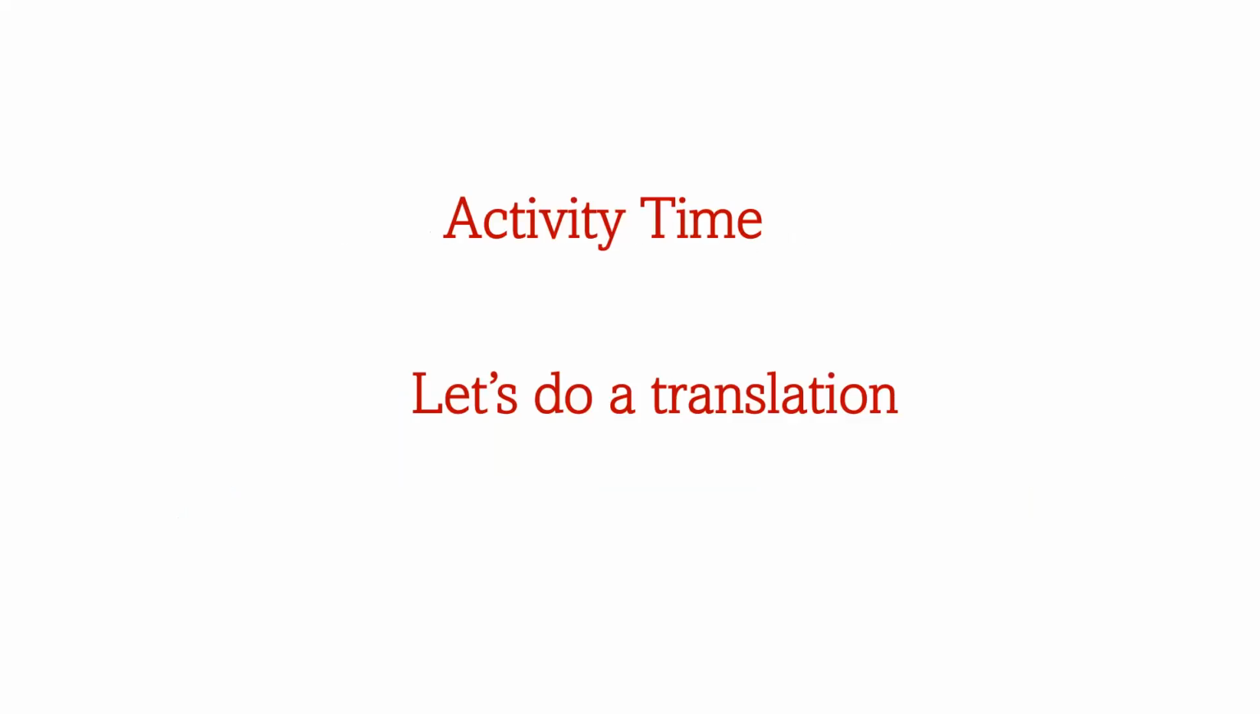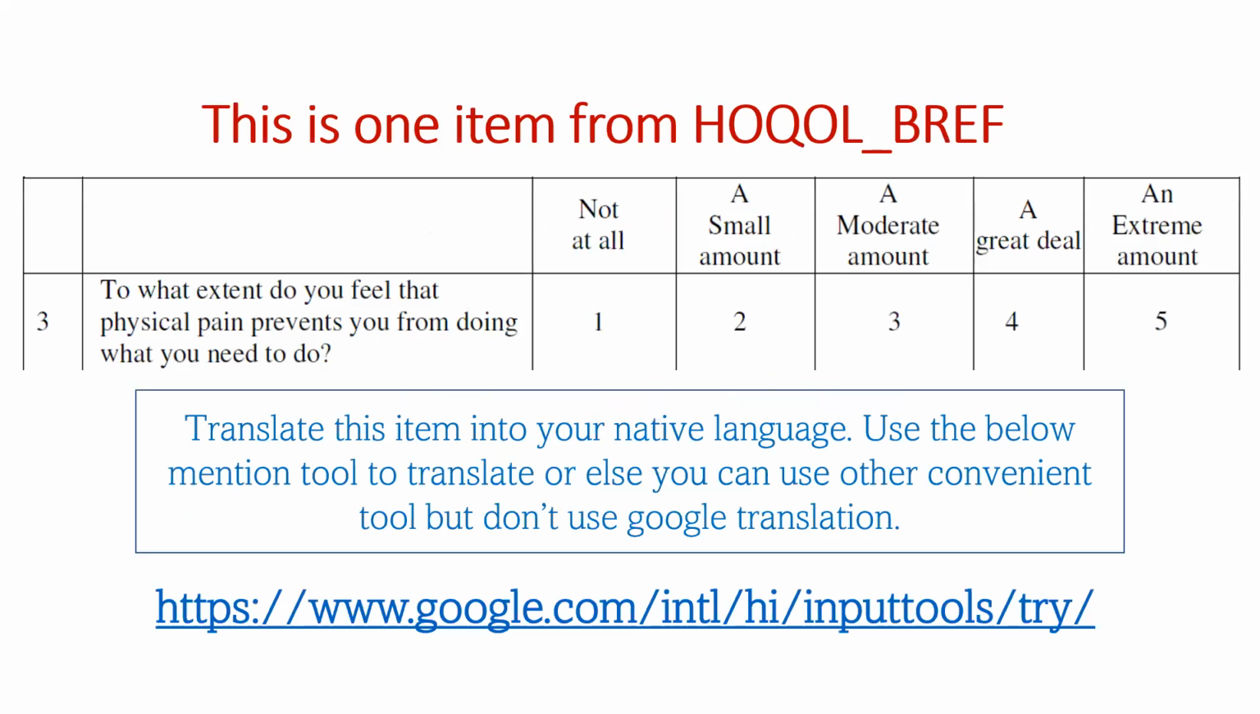Now there's an activity for all of you. Let's do a translation. This is one item for health related quality of life, HRQL. I think by mistake we have written HO. The question is: to what extent do you feel that physical pain prevents you from doing what you need to do? I hope all of you know two languages, your native language and English. The scale is: not at all, a small amount, a moderate amount, a great deal, and an extreme amount. Translate this item into your native language.